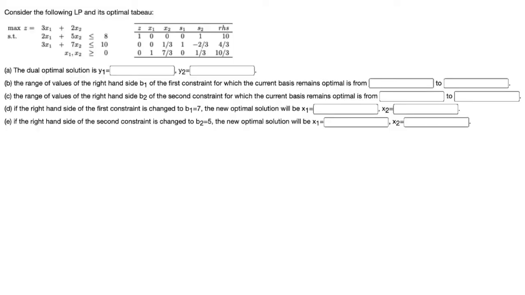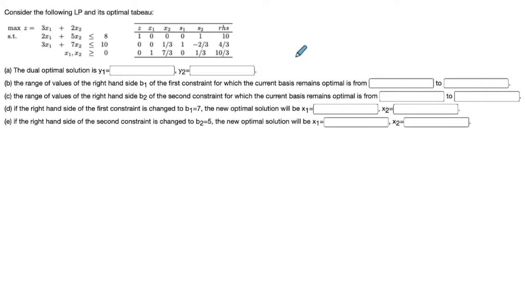In this video we'll go over a sensitivity analysis problem where we change the right-hand sides of constraints. So here we are given a linear program and its optimal tableau, and there are several questions that we need to answer. So the first question is to find the dual optimal solution.